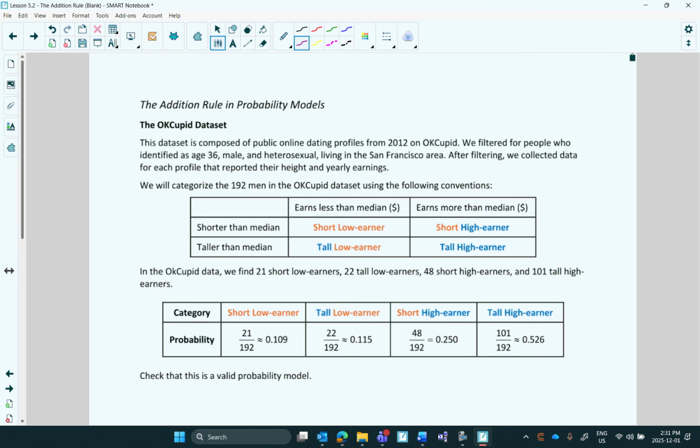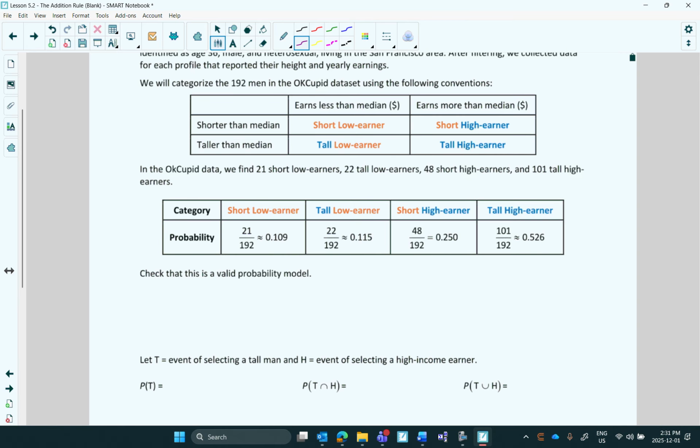And this is how many they found, 192, and how they were broken up. Out of the 192 that were 36 and male and heterosexual living in San Francisco, 21 of them were considered short low earners, 22 were tall low, 48 short high, 101 tall high. And so here are all the probabilities that we would select one of the four.